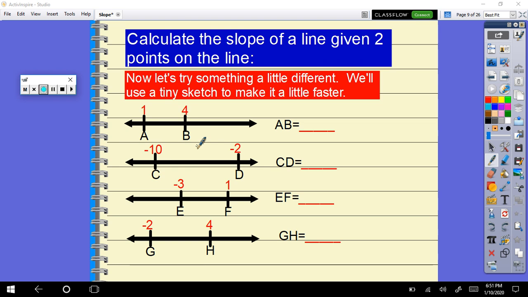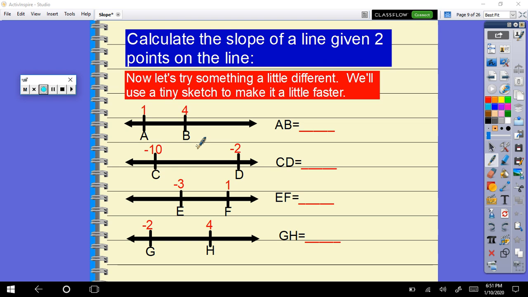All right, on to a new way to find the slope. When you were in geometry, you spent a lot of time finding the lengths of segments. So when I say AB, I mean the distance from A to B or from B to A on the number line. So it's the length of segment AB or the length of segment BA.